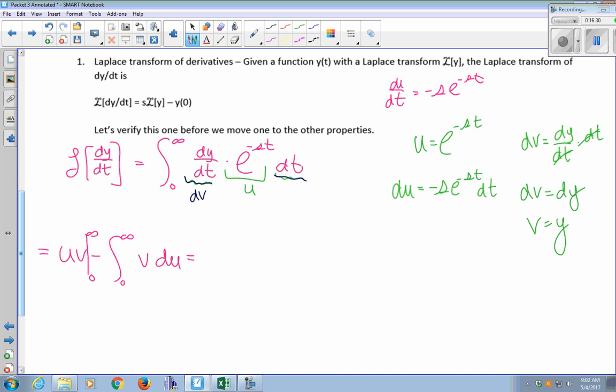All right, so u times v. So v is actually y, and u is e to the negative st. So I have y e to the negative st. That's u times v minus the integral, and this is from 0 to infinity, of v du. So v is y, and du is negative s e to the negative st dt.